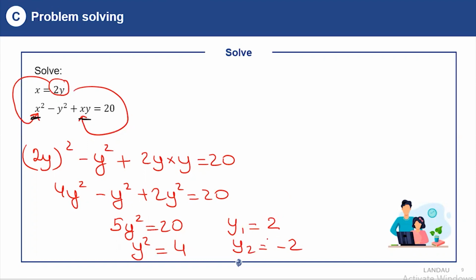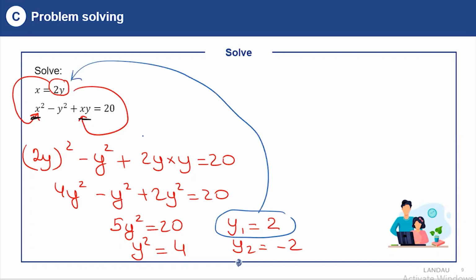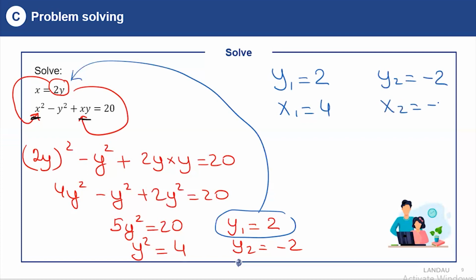So y is ready. Now it's time to find the values of x. We will do the same thing. Firstly, we will take this y and plug it into the first equation to find x. For example, if y1 equals 2, x1 will be 4. Or if y2 equals -2, x2 will be -4. So one of the answers is (2, 4). Another one is (-2, -4).